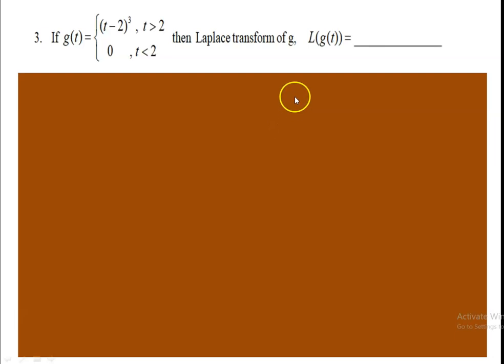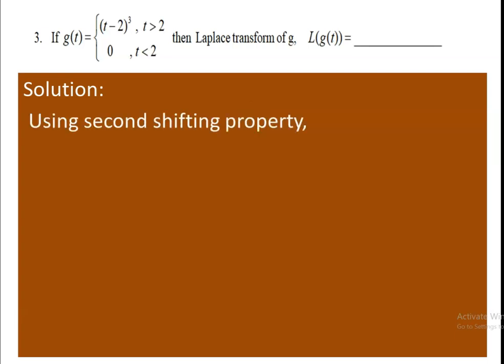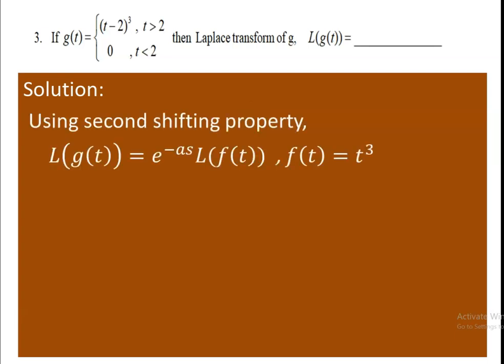Now, students, you need to recall the Laplace second shifting property. So using that, we can find the answer for this one. So remember that in the case of this kind of definition, the Laplace transform of g of t is e to the power of minus as times the Laplace transform of f of t. And how is f of t noted? F of t is t cubed. You see, students, f of t is t cubed, and this t cubed is directly taken from this expression, okay? It is t minus 2 cubed.